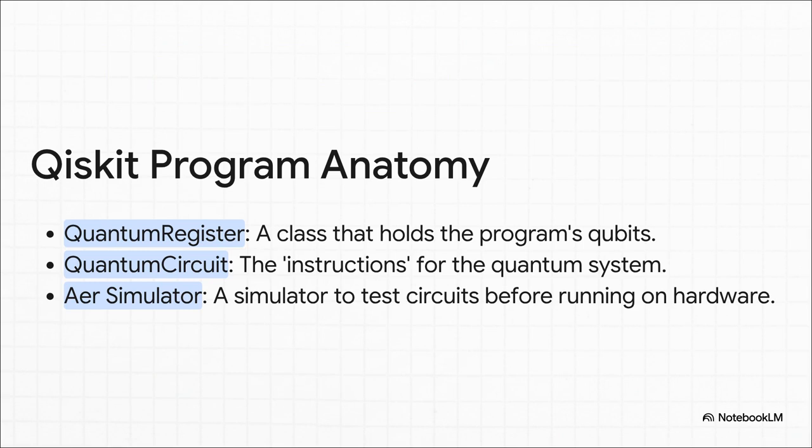At its heart, a Qiskit program really just has three main pieces. First, you've got the quantum register. Think of that as just the container that holds our precious qubits. Second is the quantum circuit. And that's the recipe, right? The step-by-step instructions for what to do with those qubits. And finally, the Aer simulator. This is super cool. It's like a perfect virtual quantum computer that lets us test our recipe before we send it to the real expensive hardware.